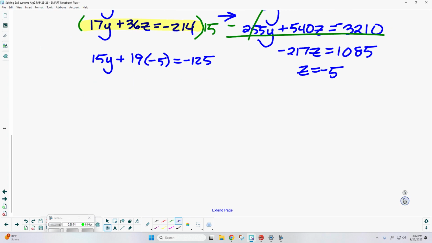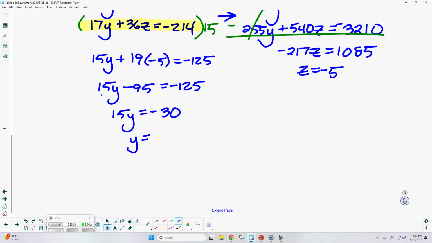And see, now we're just solving an equation for a single variable. Is that okay with what I'm doing? Okay. So 19 times negative 5. So we got 15y minus 95 is equal to a negative 125. Okay. So what is a negative 125 plus 95? Negative 30. And now we know that y is what? Negative 2.